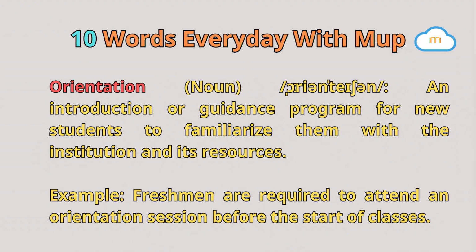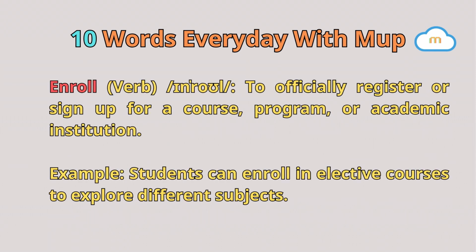Orientation. Definition: an introduction or guidance program for new students to familiarize them with the institution and its resources. Example: freshmen are required to attend an orientation session before the start of classes. Enroll. Definition: to officially register or sign up for a course, program, or academic institution. Example: students can enroll in elective courses to explore different subjects.